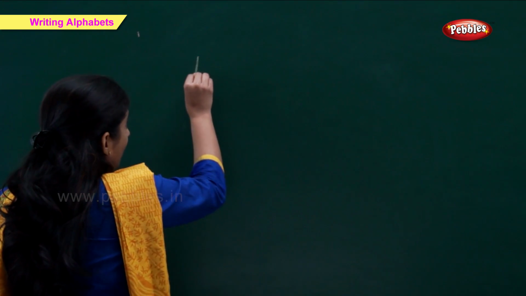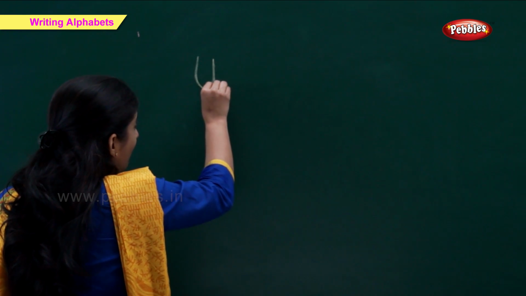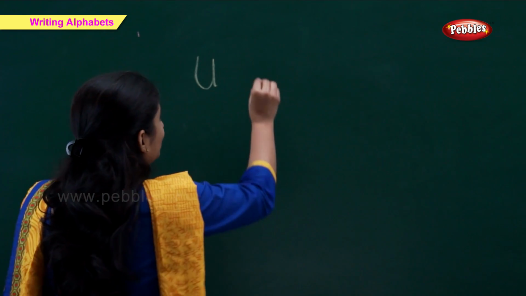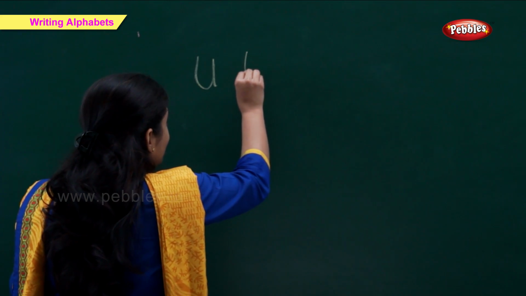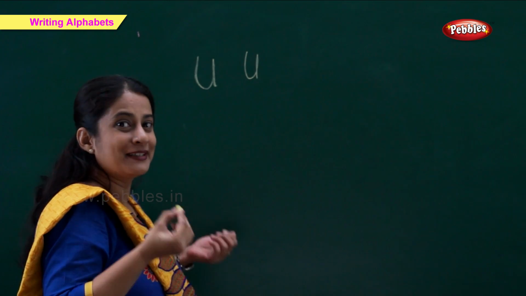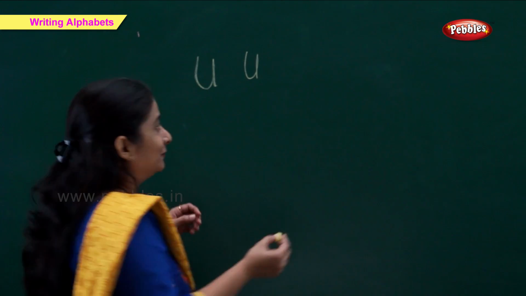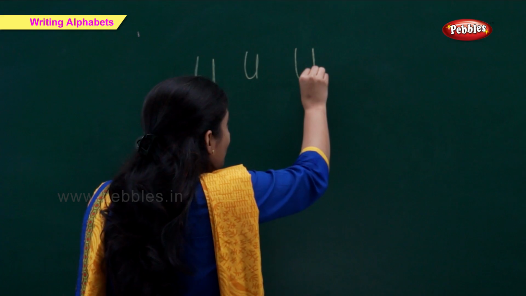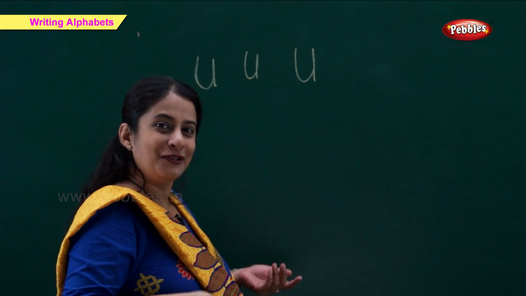Now we are going to write U, small u. A curve with a small standing line makes U, small u.